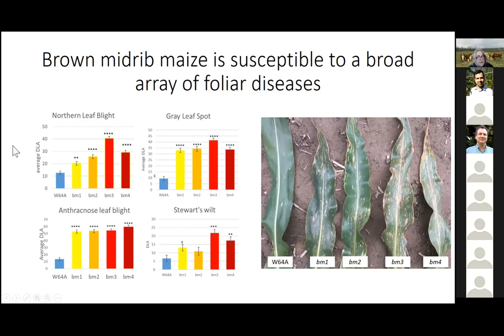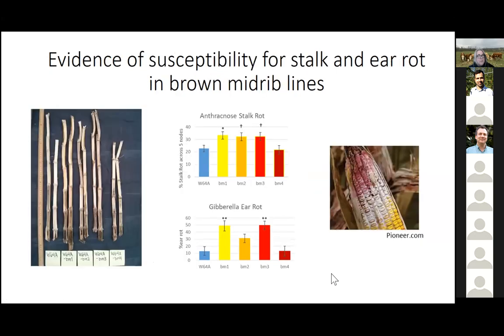These are all average DLAs for northern leaf blight, gray leaf spot, and anthracnose. Stewart's wilt is just a primary DLA, not the average like the others. So you can see that there's a trend towards being more susceptible. Interestingly, brown midrib 3, which has the least amount of lignin, tends to always be the front runner for susceptibility. And here's an image of brown midrib 1 through 4 for gray leaf spot that I just plucked out of the field. And you can easily see that there's more disease. And so that's for the foliar pathogens.